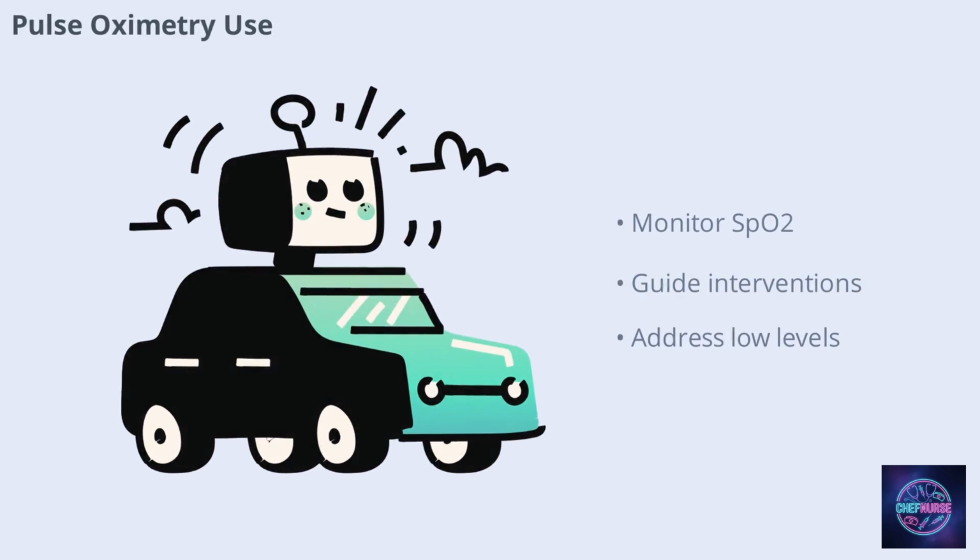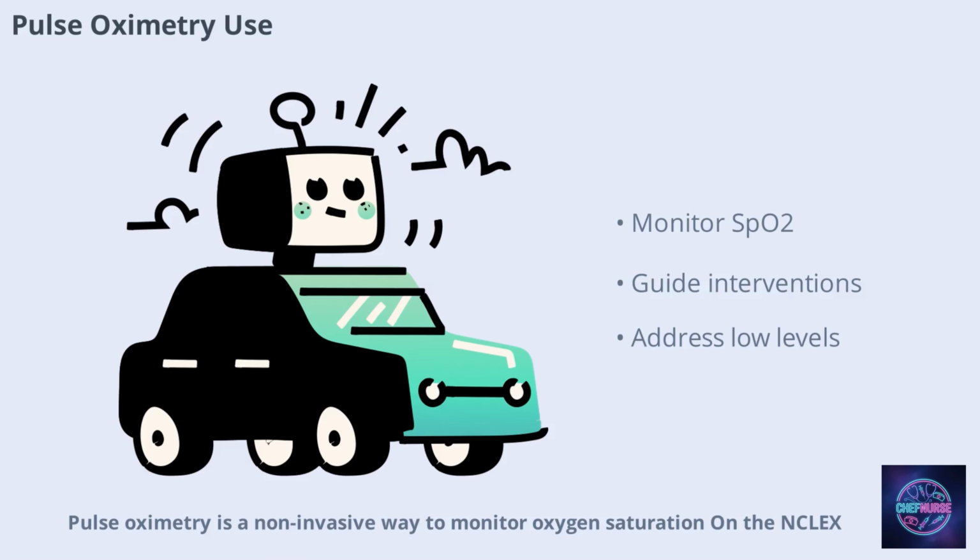Pulse oximetry is a non-invasive way to monitor oxygen saturation. On the NCLEX, if a patient's SpO2 drops below normal, this is a sign to act quickly. Use pulse oximetry readings to guide your interventions and always address low oxygen levels promptly.